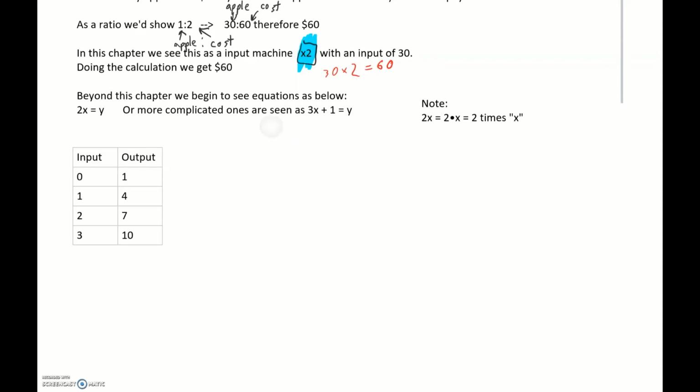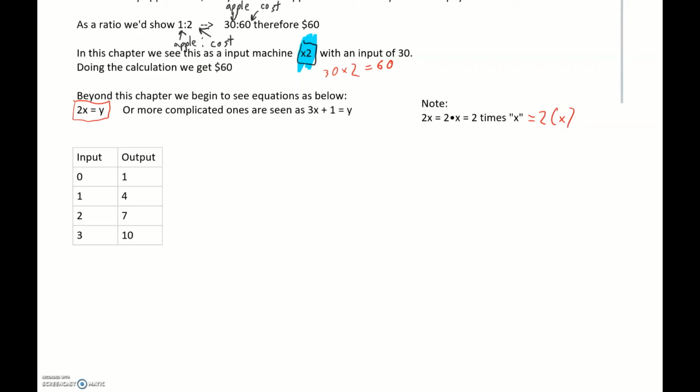Beyond this chapter, or this lesson in the same unit, we'll begin to see equations like below, where we have 2x, 2 times the input, equals y. And just a note about that, when we have 2x, it's 2 times x. When we have 2.x, it's 2 times x. It's all the same. It's just because we don't want to write 2 times x, because it's not clear which one is the x and which one is the times, so that's why we write it with a dot or write it right next to each other. The other version is also 2 in brackets like that.